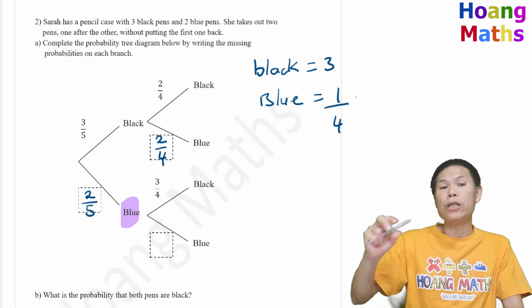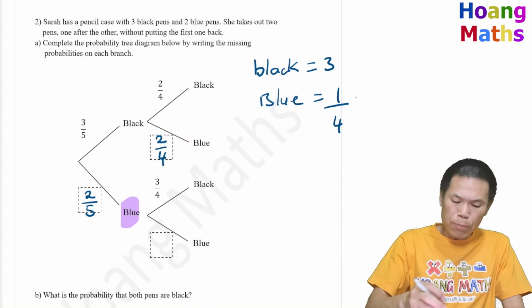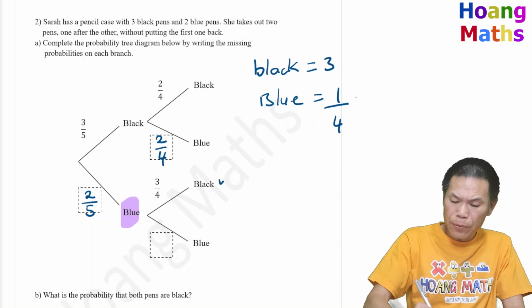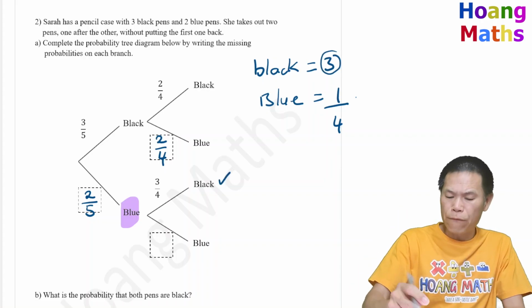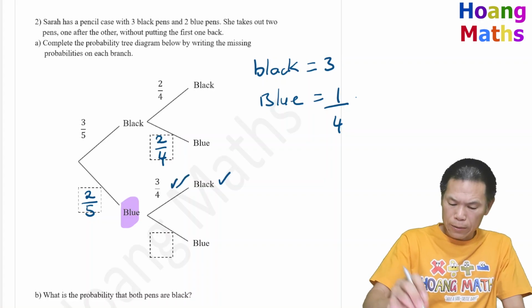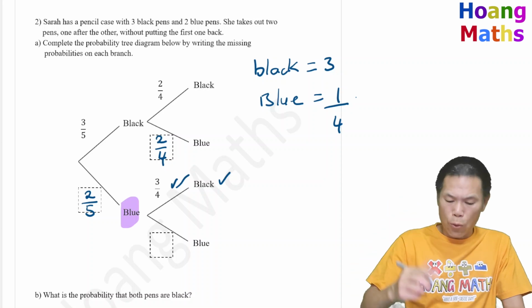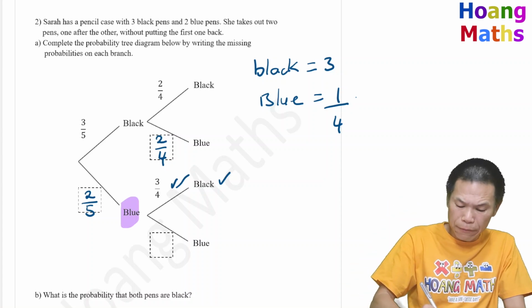Okay, the first drawn is blue. So therefore 2 of them, so 1 left. So now the probability of getting a black pen is 3 out of 4, which is done for us. And then the probability of getting a blue will be 1 out of 4, because only 1 blue pen is left. So that means 1 out of 4.